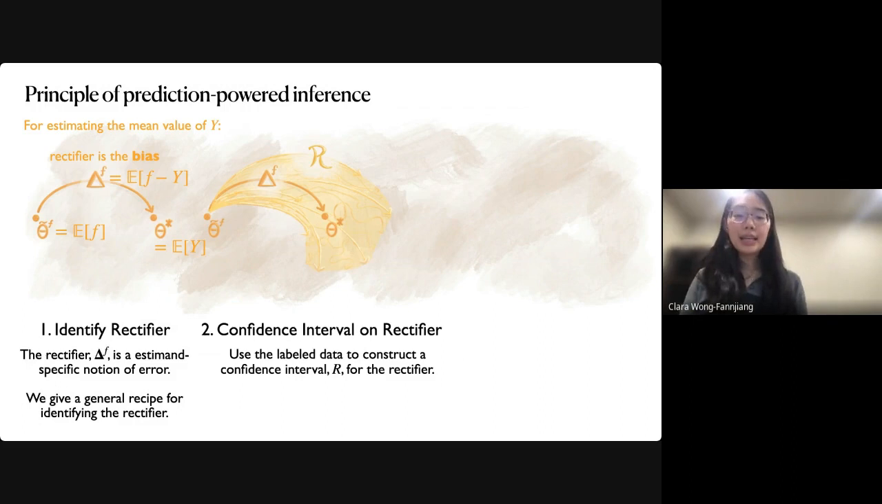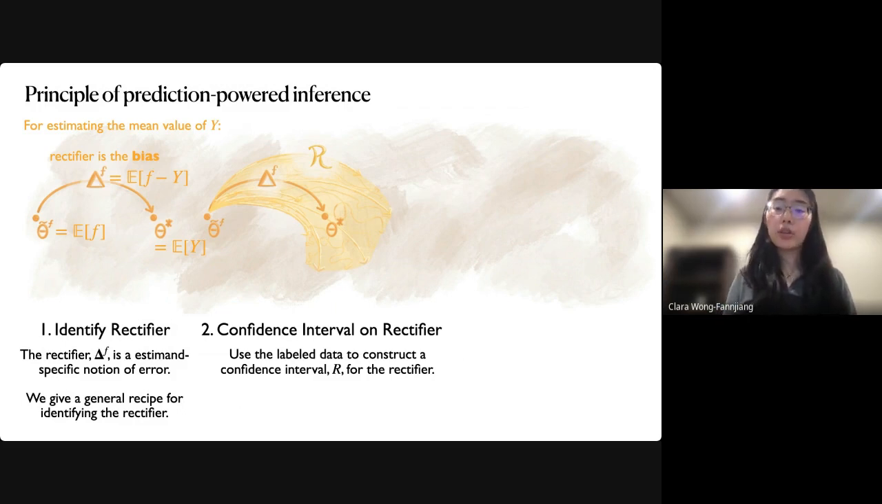Okay, so the second step is to construct a confidence interval on that rectifier. So the rectifier is a mathematical quantity that needs to be estimated. So we use the labeled data to build a confidence interval and estimate that rectifier. And that confidence interval is called R.